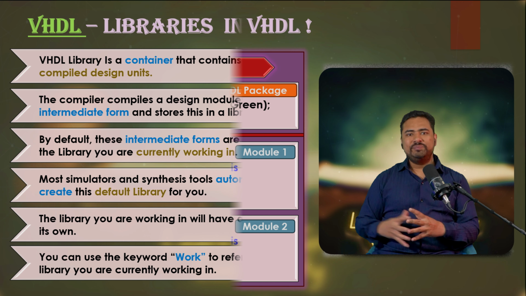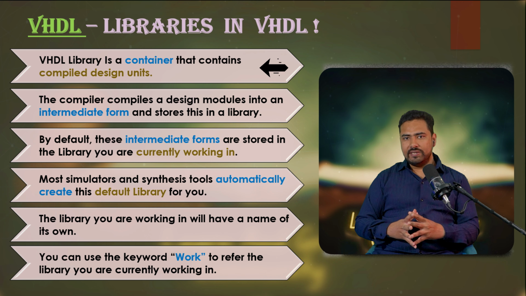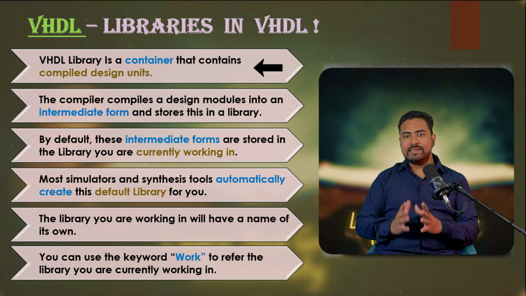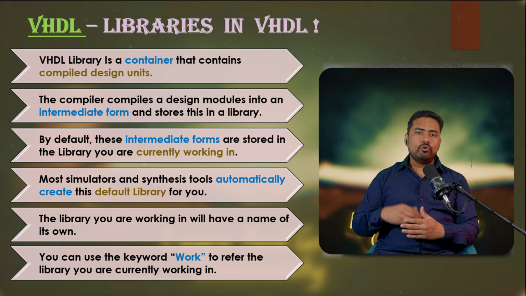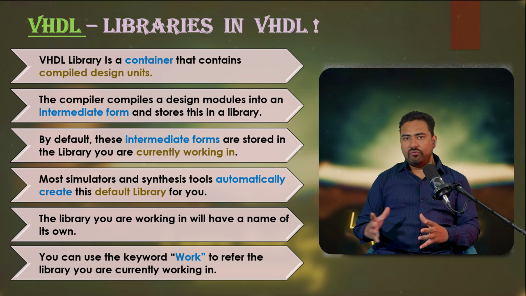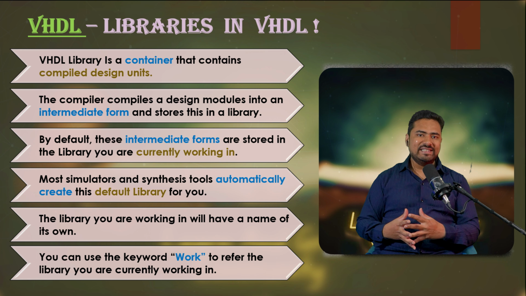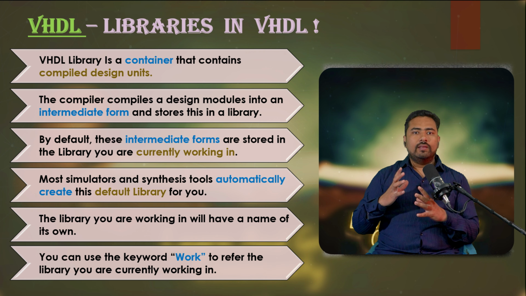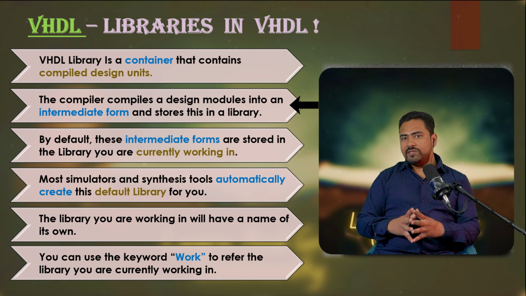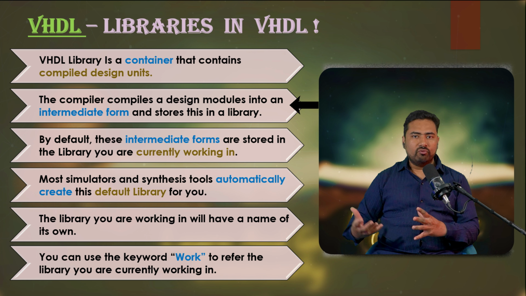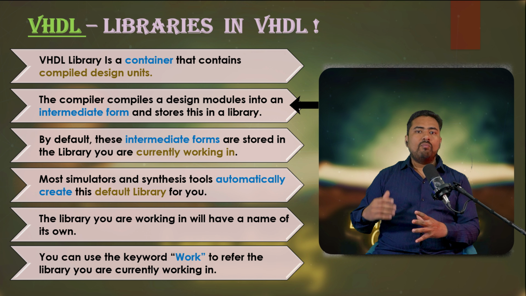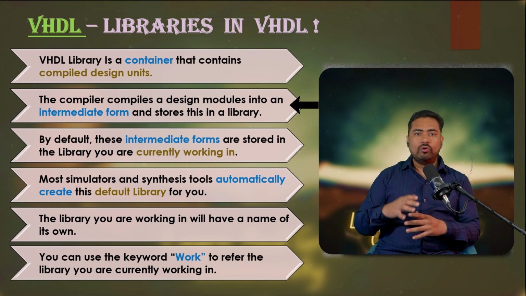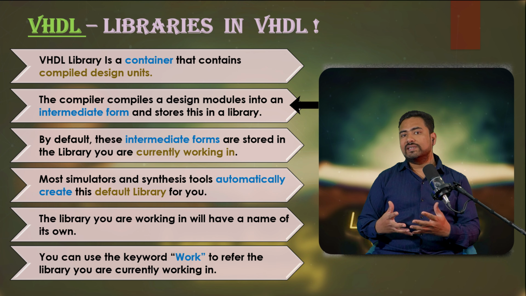So let's start. Libraries in VHDL act as an essential container where your compiled design units are stored, which helps to organize and manage different components of your VHDL designs. When a design unit or module is compiled, the compiler translates the VHDL code into an intermediate form and stores it in the form of a library. This intermediate form is essential for the simulation and synthesis processes.